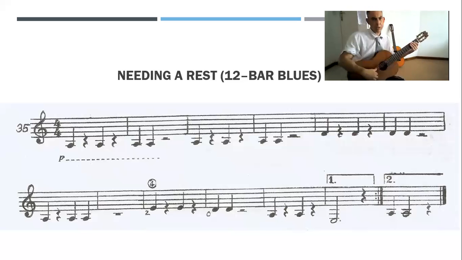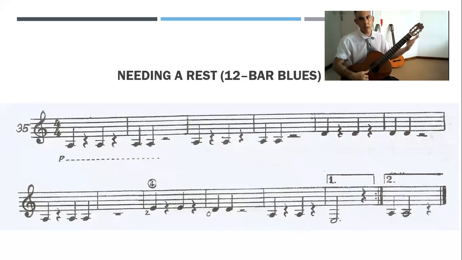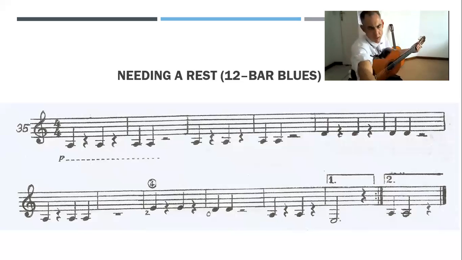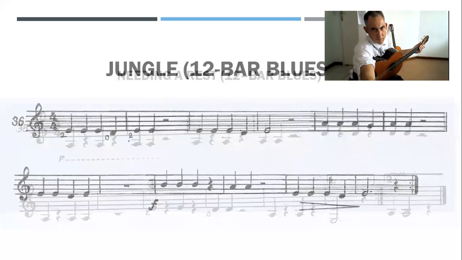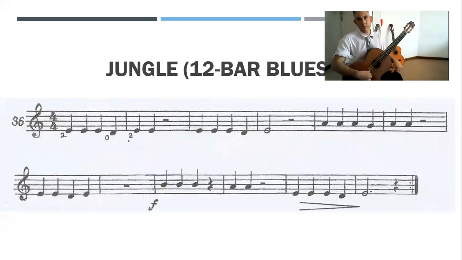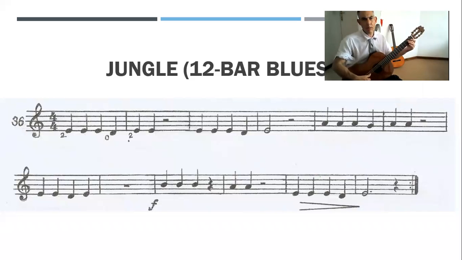I was stopping the string with the combination of the left hand and the right hand. See? You can stop it with just the thumb, but the other strings are ringing on. Another 12-bar blues. This is called Jungle. 1, 2, 3, 4.